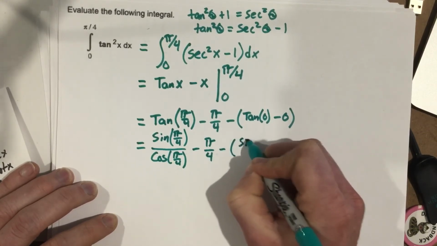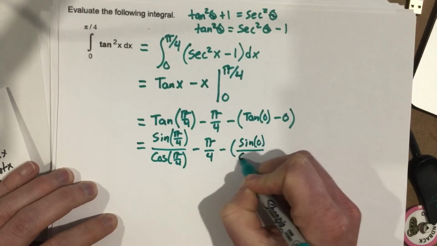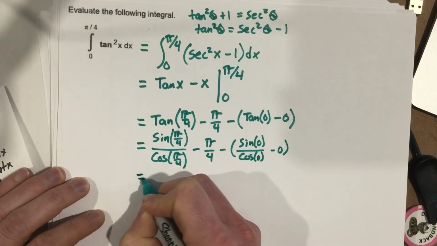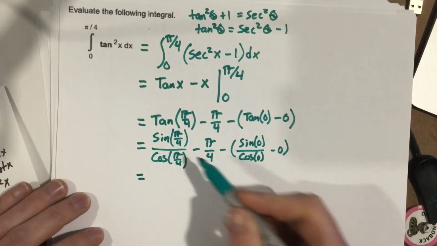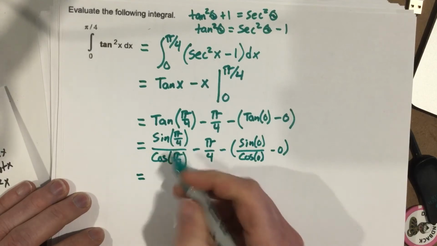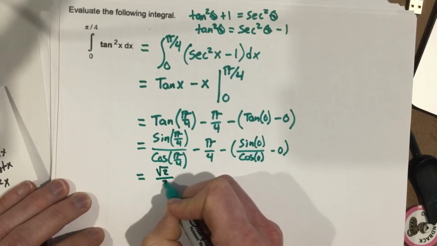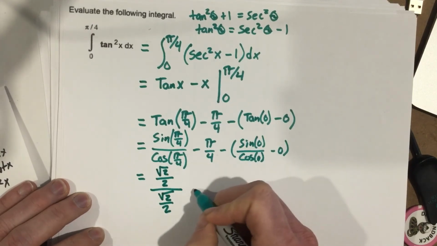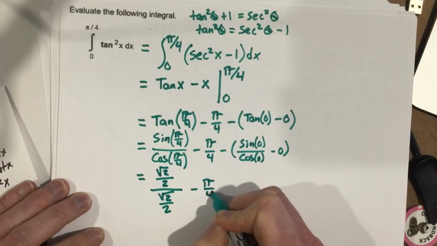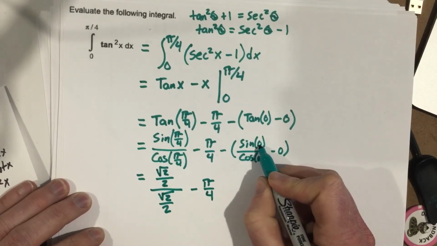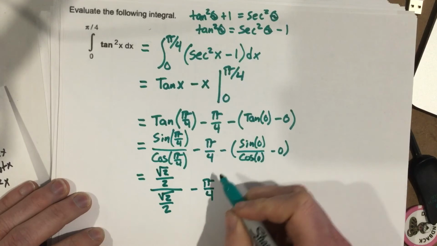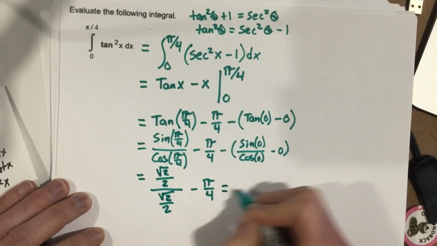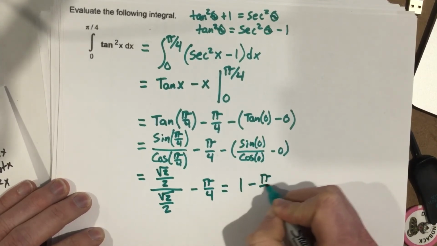And we can do the same thing here. We have sine of 0 over cosine of 0 minus 0. When we divide, first off, sine of pi over 4 I know is root 2 over 2, and cosine of pi over 4 is also root 2 over 2. So I have that minus pi over 4. Sine of 0 is 0, so this just cancels out. Minus 0, that's gone completely. All I've got left then is that's equal to 1 minus pi over 4.